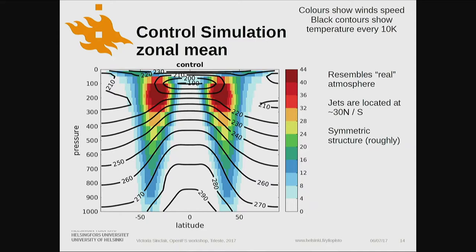One thing to note here is that the structure is symmetric, but only roughly, and it's not a complete mirror opposite. There are some subtle differences between the two hemispheres, very subtle ones in this experiment. In my CO2 experiment, which I'm not going to discuss today, there are more differences between the hemispheres, which may mean that a 10-year simulation is not quite enough to get rid of your natural variability.